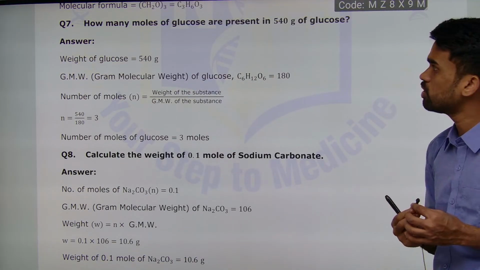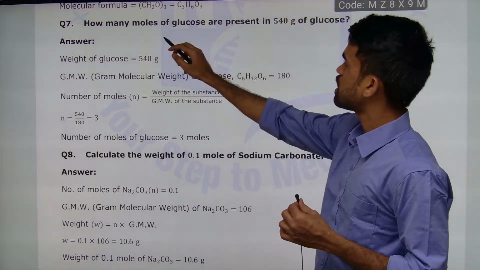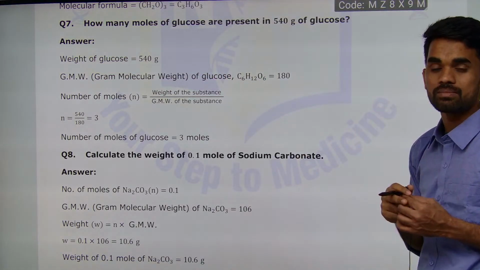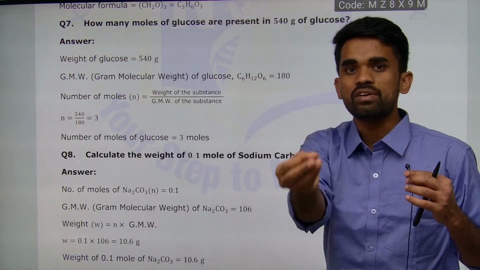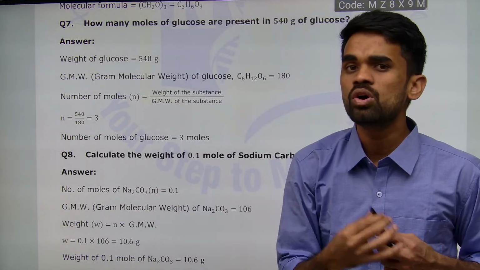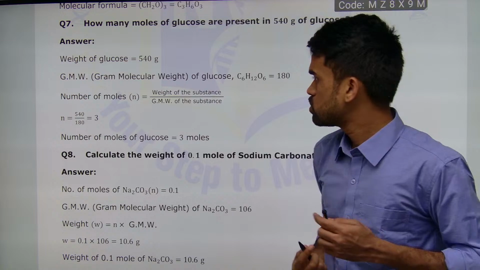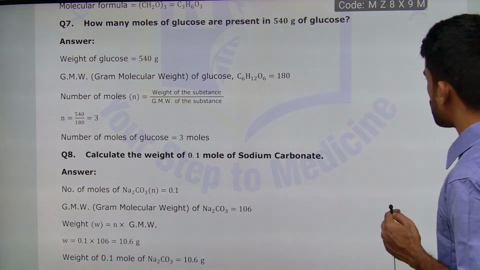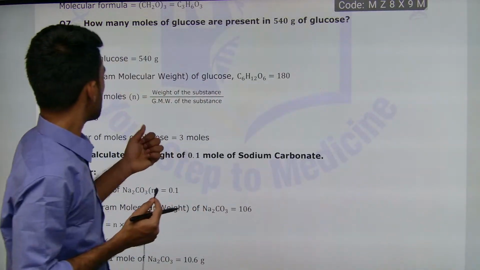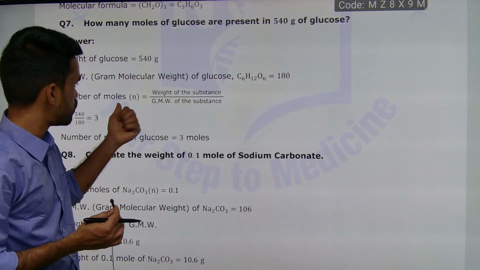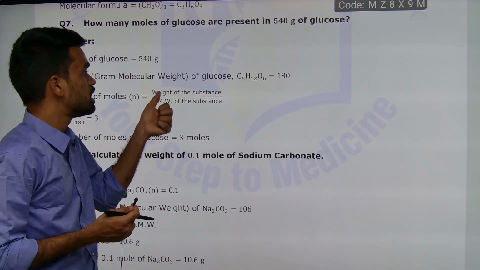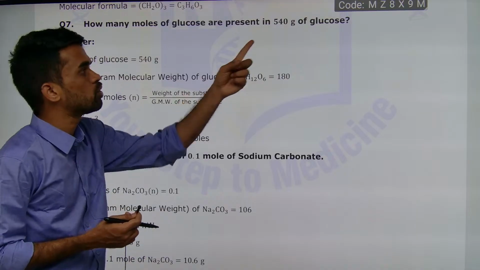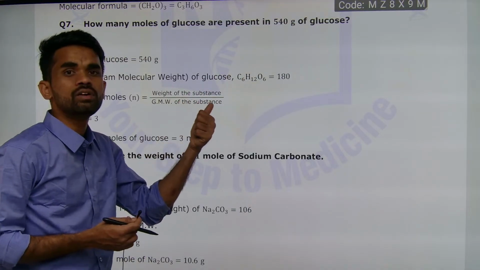It means you need to calculate the number of moles of glucose by taking 540 grams. I am giving you 540 grams of glucose and asking how many moles it contains. It's very easy. The number of moles formula is: number of moles of glucose equals the given weight of glucose divided by the molar mass of glucose.